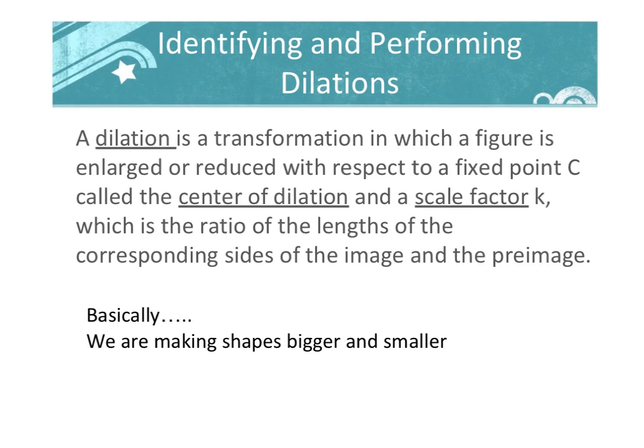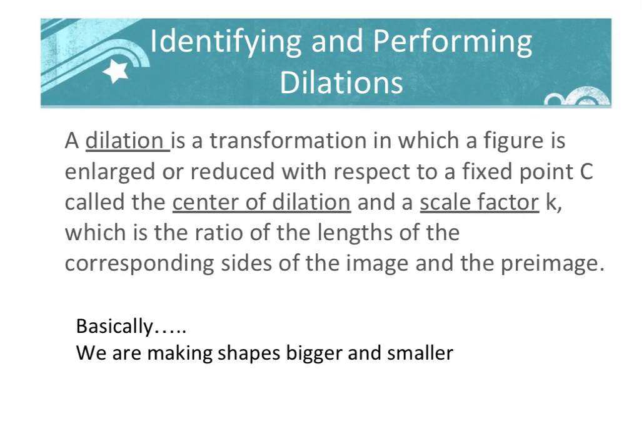All right, identifying and performing dilation. A dilation is a transformation in which a figure is enlarged or reduced with respect to a fixed point C called the center of dilation, and a scale factor K, which is the ratio of lengths of the corresponding sides of the image and the pre-image. Basically, that really long, complicated definition is just saying we are making shapes bigger and smaller, and I'm going to show you how we do that, okay? There is a method for dilating.